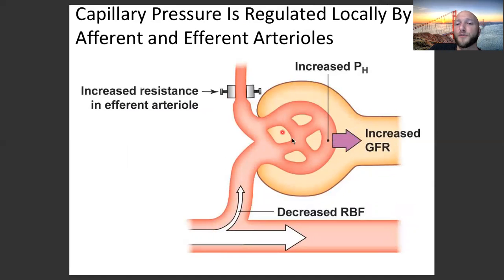Let's say you want to increase GFR. Well, you dilate the afferent arteriole so that there's less resistance and more blood flows in, and you constrict the efferent arteriole, causing blood to back up behind it, which increases the hydrostatic pressure in this area, which increases glomerular filtration rate. So the local blood pressure in the glomerulus can be regulated via constriction and relaxation of the afferent and efferent arterioles. You can regulate your GFR via the afferent and efferent arterioles.